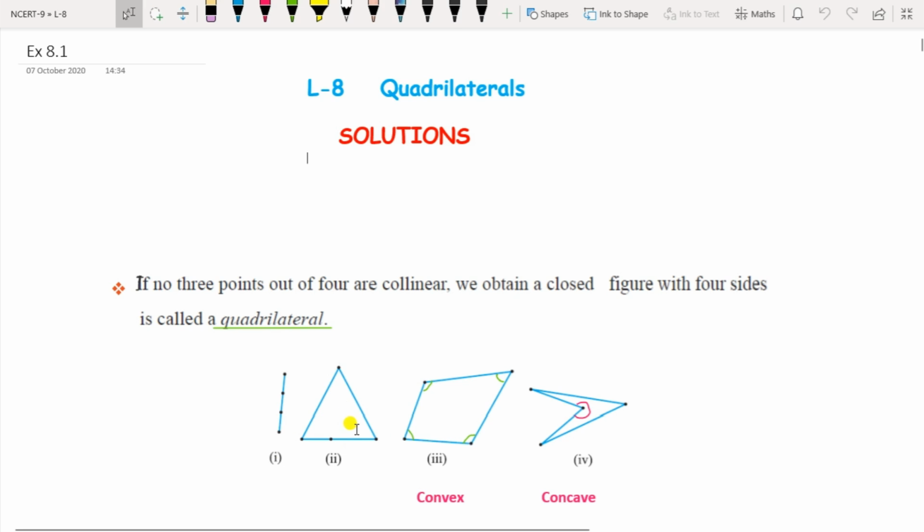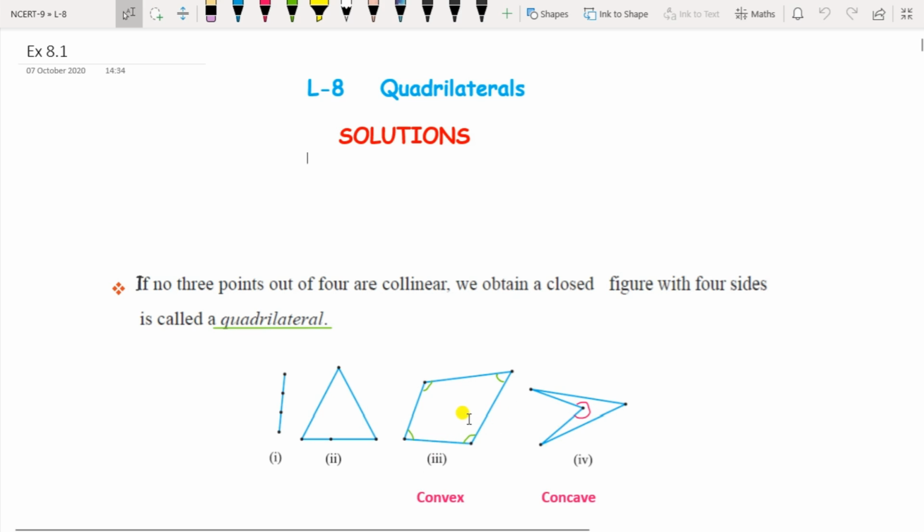A polygon is a simple closed curve made up of only line segments. Those figures are called polygons. Then they are further given names, such as if it is 3 line segments, then it is a triangle. If it is 4 line segments, that is, joining 4 non-collinear points, then it becomes a quadrilateral. Here, quadrilaterals are of 2 types, convex and concave.